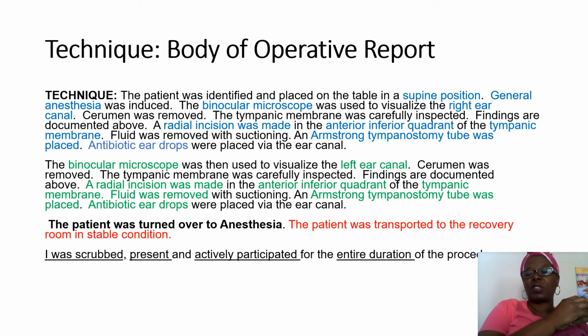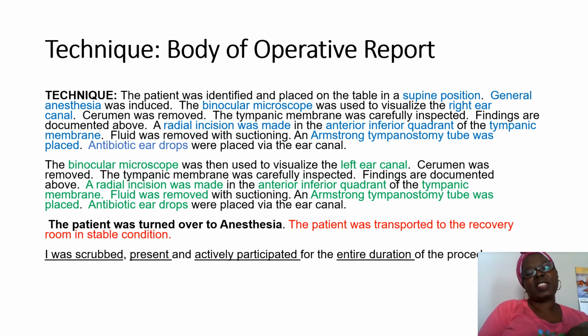An Armstrong tympanostomy tube was placed. Antibiotic eardrops were placed via the ear canal. It sounds identical to the right ear. So whatever he did on the right ear canal, he did it also on the left ear canal. So he did a bilateral procedure, the right and the left, and he was very good in documenting or specifying which ear he was working on.